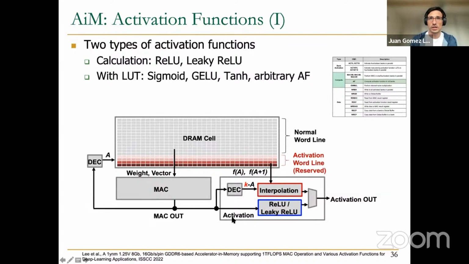What they are doing is extending the PU near the MAC circuit. We have this activation circuit, and as you see, there are 2 possible paths here. The first one is for those activation functions that are calculated, like the ReLU and the leaky ReLU. The other path is for the lookup-table-based activation functions. And as you can already see here, there are 2 steps for these. First of all, we need to read from the lookup table that resides in a DRAM row. There is a different one for the different possible activation functions, either sigmoid, GELU, tanh, or an arbitrary activation function that the user can load into one of these rows.